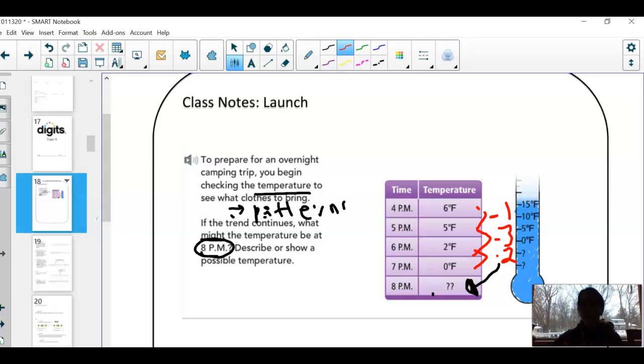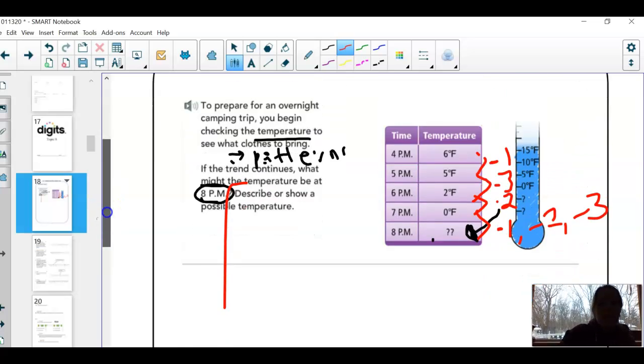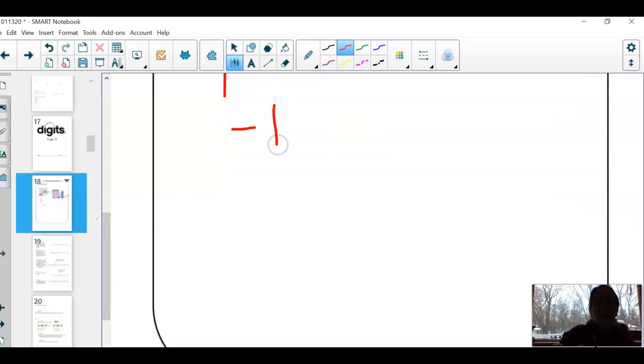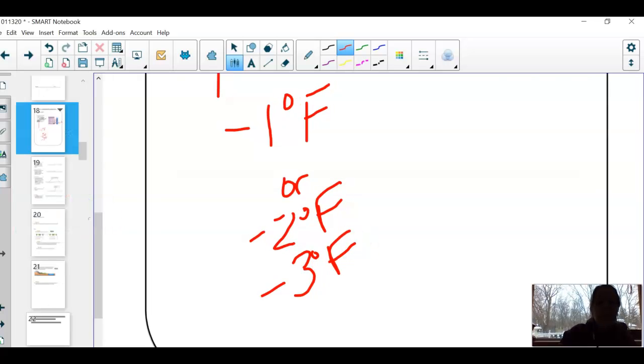But if I am making a guess, que yo pienso va a ocurrir, if I'm thinking about what I think will happen or occur, I'm going to guess it's probably going to go down, maybe by 1, maybe by 2, maybe by 3. So a good guess for me would be maybe negative 1 grados, okay, or negative 2 degrees Fahrenheit, or negative 3 degrees Fahrenheit. Any of those would be fine, okay?